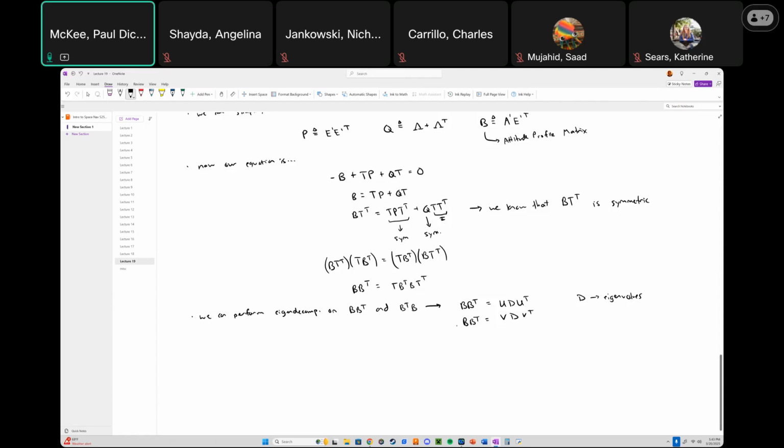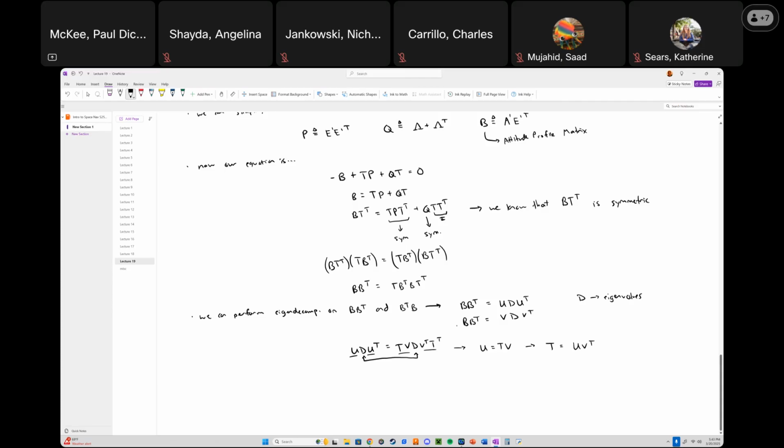So we can replace this and we can say U D U transpose is equal to T V D V transpose T transpose. Where, okay, so we have D in common between both of these equations. So this bit must equal this bit. So therefore, U is equal to TV. And you can think of it this way. T is equal to U V transpose. Okay. Now, there are some more steps, but actually we're done.